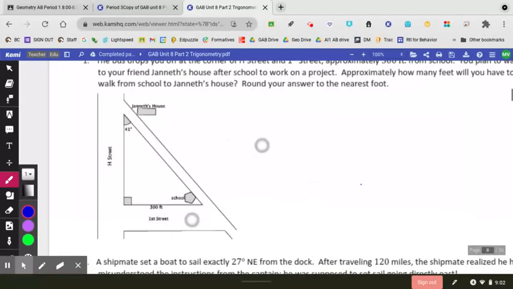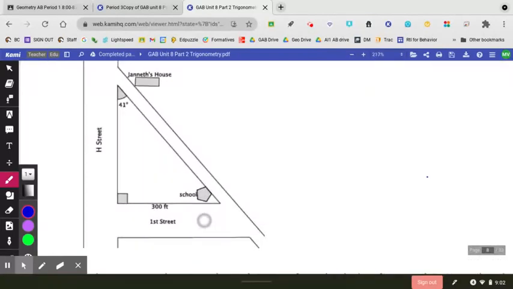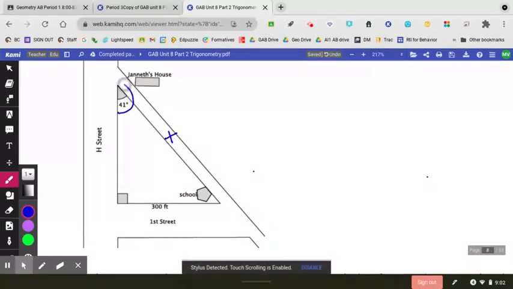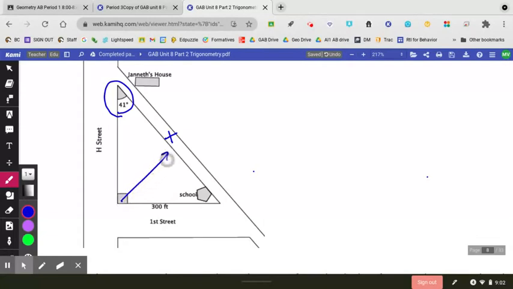So if we look at this diagram a little closer, we're walking here from the school to Janet's house along that road. This angle is given, that's 41 degrees. In terms of that angle, what we're looking for is the hypotenuse, because the hypotenuse is always relative to the right angle. And across from that 41 is our 300, so that's opposite. So the first thing we need to do is think about what ratio uses opposite and hypotenuse. That ratio is sine.